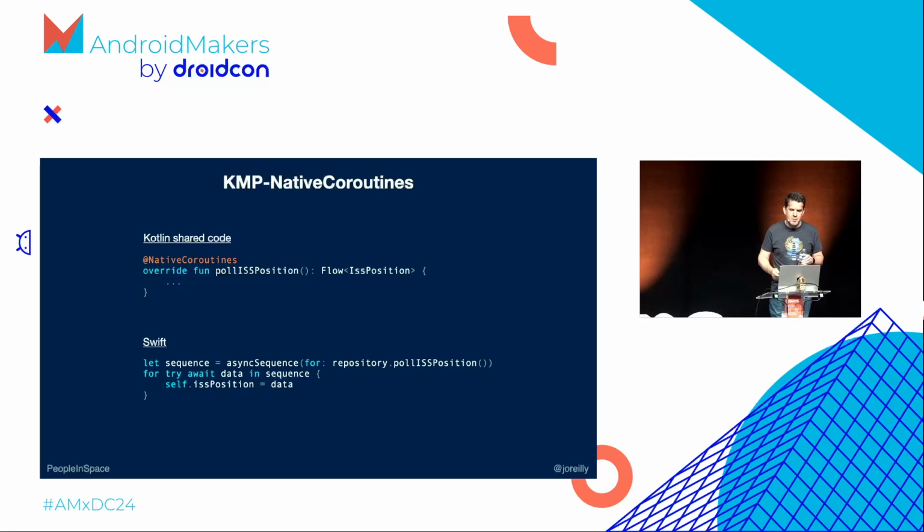Showing an example here from the People in Space sample, where we have a Kotlin method in shared code that returns a flow representing the position of the International Space Station. And then in Swift, we use for-await to observe the data. For-await being effectively equivalent to collect in Kotlin. And note that if this is cancelled in Swift, then that cancellation gets propagated to the Kotlin flow as well. We can also use KMP-NativeCoroutines to seamlessly invoke suspend functions using Swift's await.